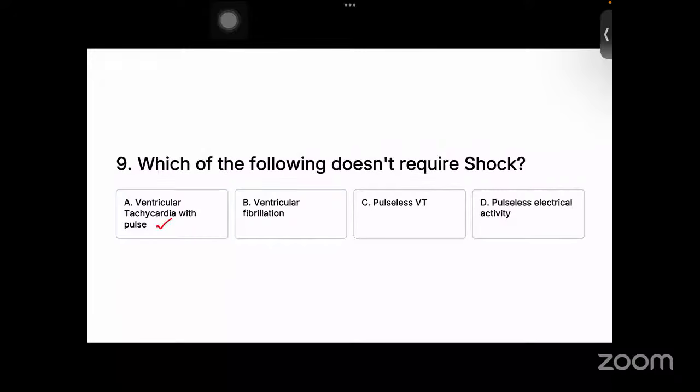Since I got two answers here, maybe the options have been misinterpreted. So here we have two right answers: one is pulseless electrical activity, another one is VT with a pulse.